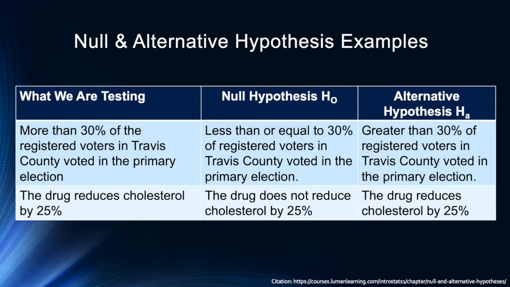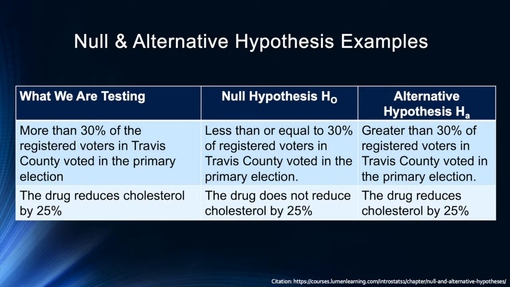So our null hypothesis, we're assuming the opposite of that. So it would be that it's less than or equal to 30% of registered voters in Travis County voted in the primary election. So we are assuming that what we're testing, that we are wrong. And then our alternative hypothesis, what we're trying to prove, would be that greater than 30% of registered voters voted in Travis County in the primary election. So this is how we would set up a statistical test.